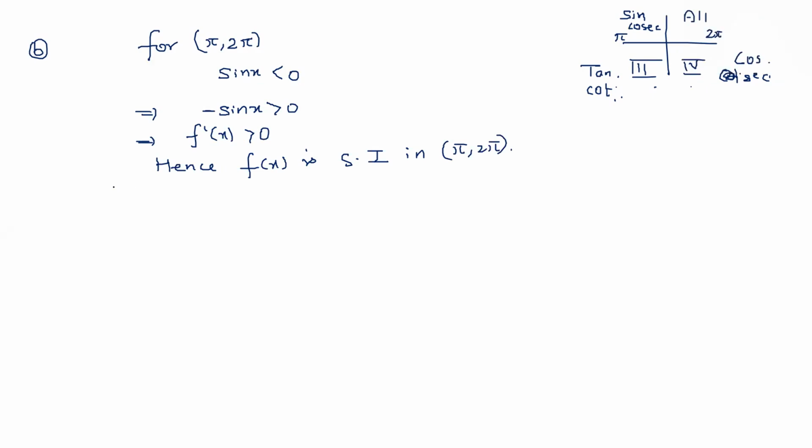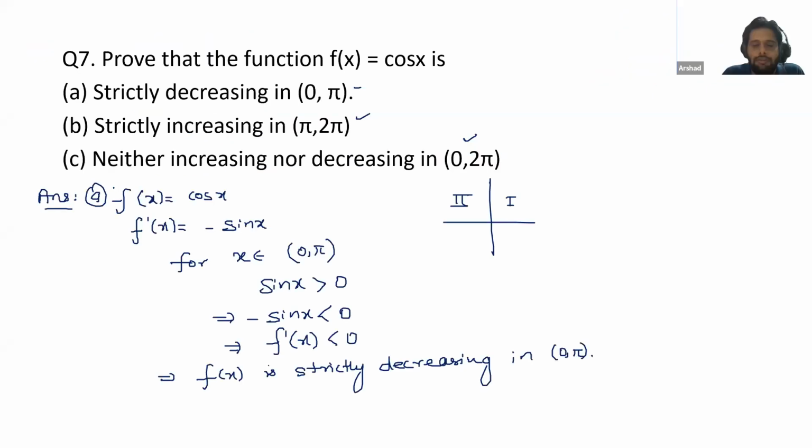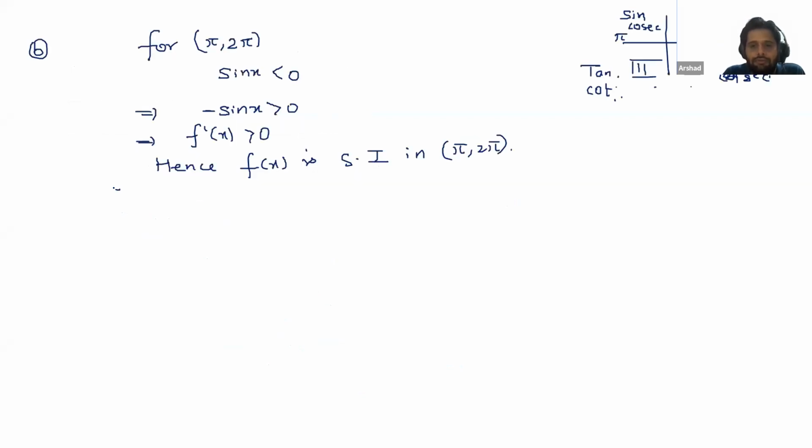Okay, great. Now the third one. Third, they are saying neither increasing nor decreasing. So I guess we have discussed this from 0 to pi. So for the C, you can write for 0 to pi.